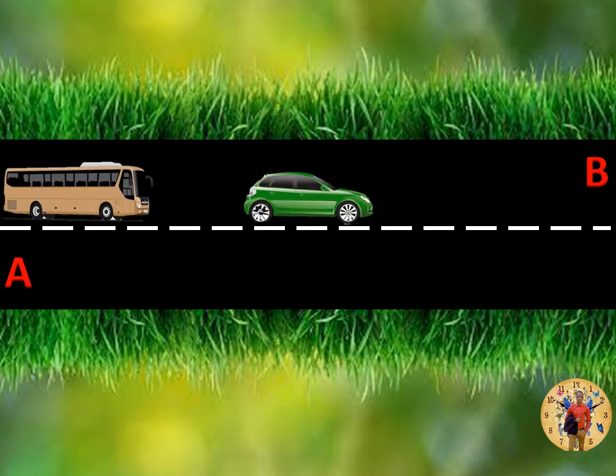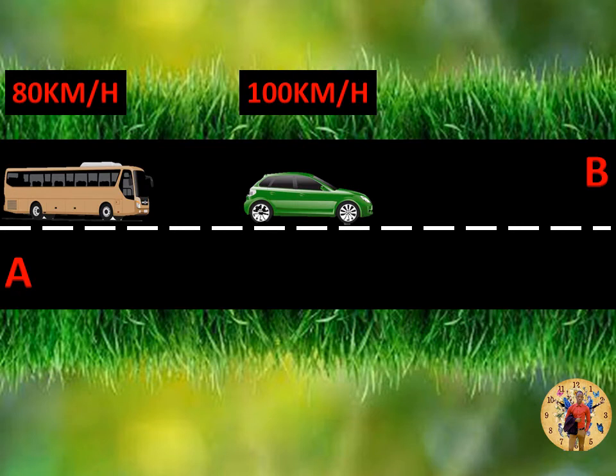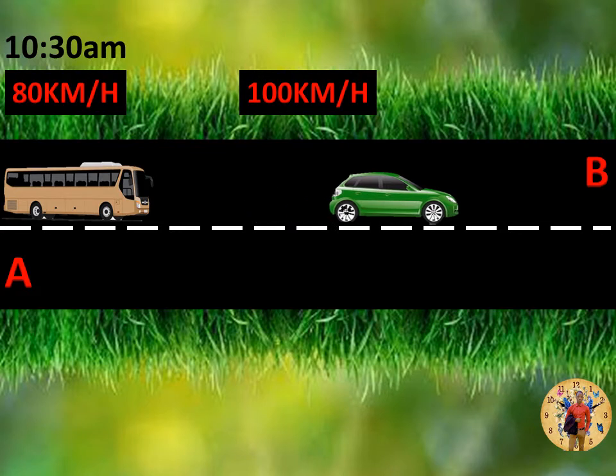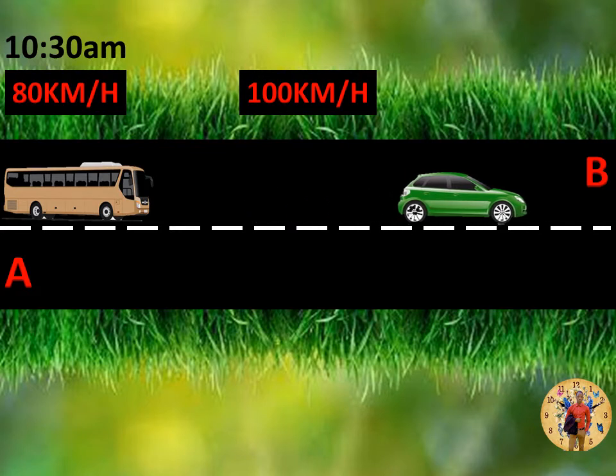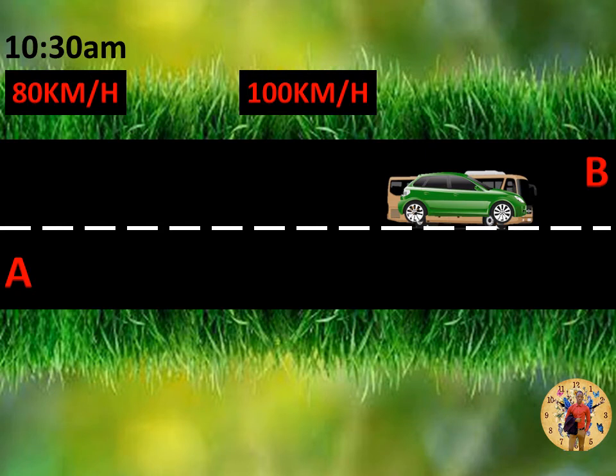So before we go to the calculations, let's see. The car is moving at 100 kilometers per hour, and the bus is moving at 80 kilometers per hour, and both of them are moving in the same direction, and they all started moving together at 10:30 a.m. So remember, the car is moving with its own speed of 100 kilometers per hour, and the bus will also move with 80 kilometers per hour, and they will catch up somewhere. As you can see on the screen, the point where the two vehicles will meet is actually shown.